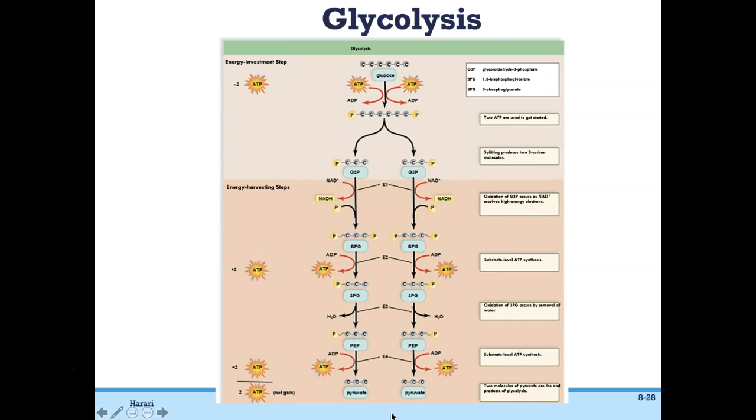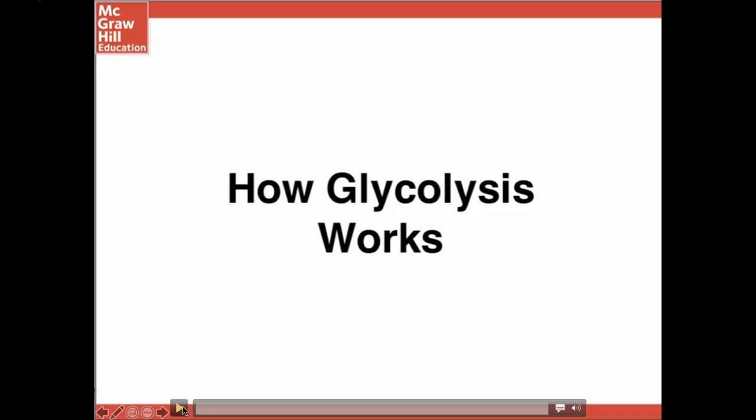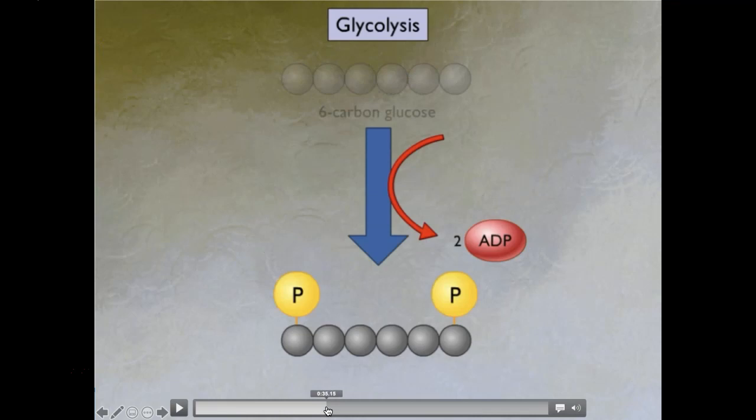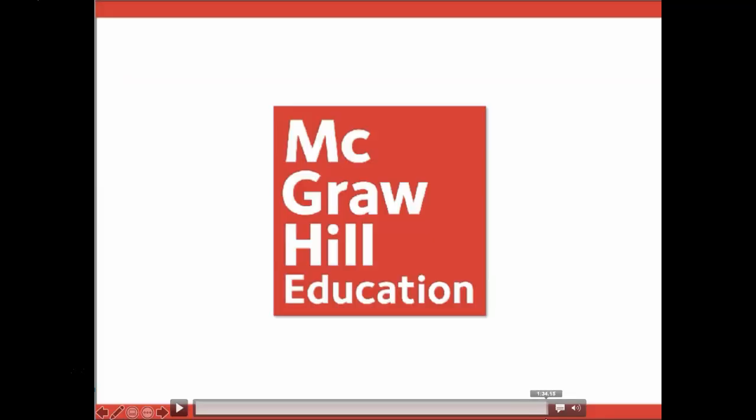You do not have to know this diagram in the book, but this shows you how 2 ATPs are used to get started. The 6-carbon molecule gets broken down into 2 3-carbon molecules. NADH gets made, ATP gets made, and then there's a little rearrangement, and pyruvate is formed. So we have ATPs, 2 NADHs, and 2 pyruvates. This is a little more detail, but you can watch this video on your own, which is included in the Connect ebook. But this just shows you a breakdown of how we get those pyruvates.